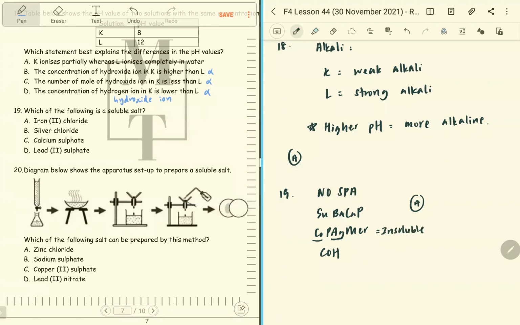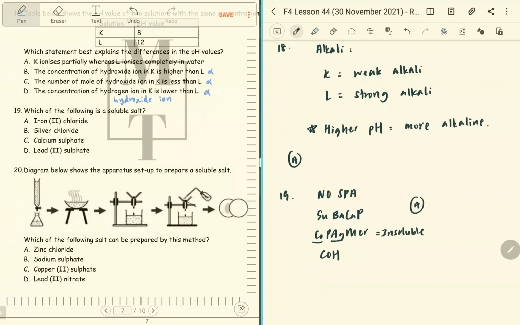Calcium sulfate. So using supercup, if you see barium, calcium, or lead, you are insoluble. So calcium falls under supercup. So this is insoluble.